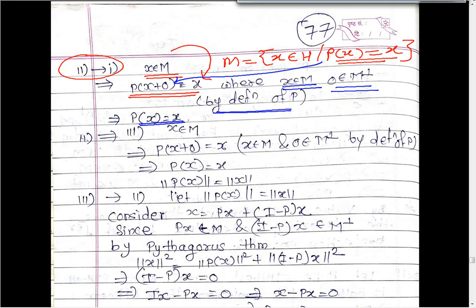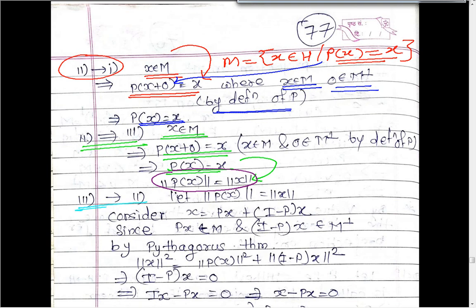The proof of second implies third. Let x belong to M. Again, Px plus 0 equals x. So this implies Px is equal to x, and if two vectors are equal, then their norms are equal, that is norm of Px equals norm of x.